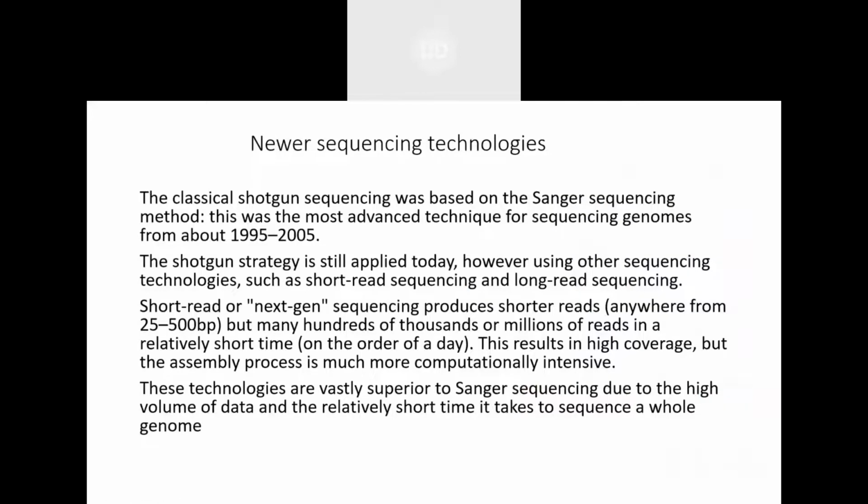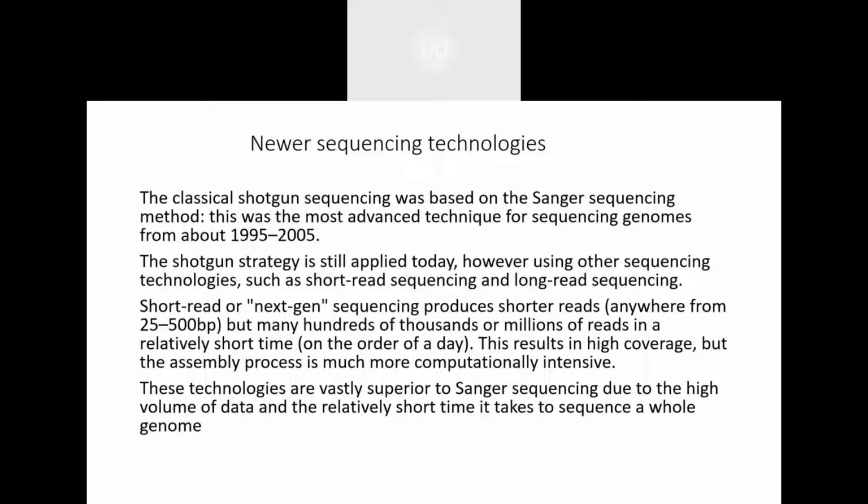Now, the newer sequencing technologies. The classical shotgun sequencing was based on the Sanger sequencing method, and this was the most advanced technique for sequencing genomes from about 1995 to 2005. Now, the shotgun strategy is still applied today, however, using other sequencing technologies such as short read sequencing and long read sequencing.